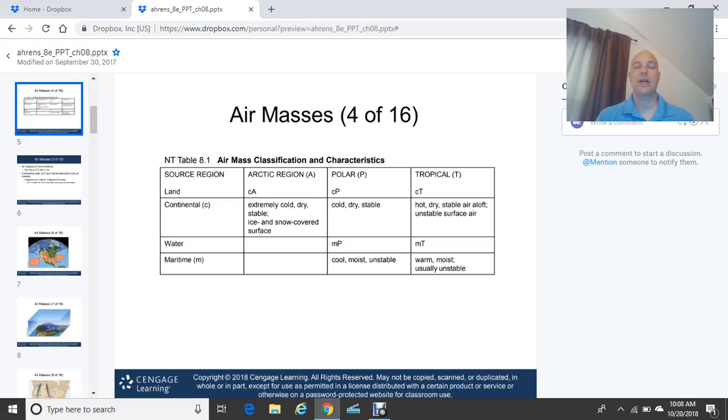Now, the maritime tropical air mass is the one that makes things very uncomfortable across the eastern United States during the summer months, especially latter July and August. Maritime tropical air masses typically move into the eastern United States, making for very high humidity and, again, very uncomfortable temperatures overall.